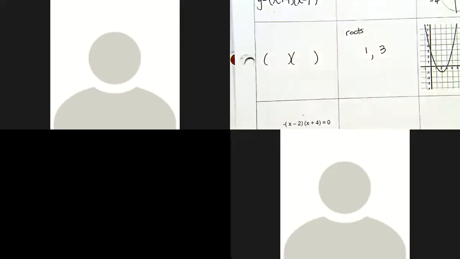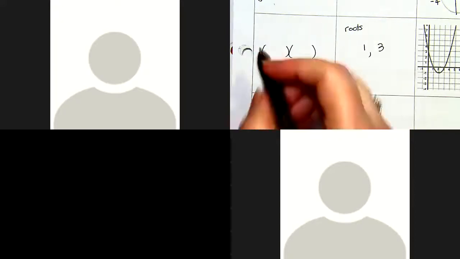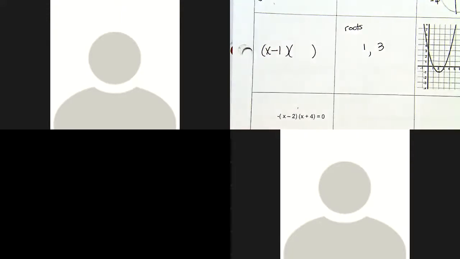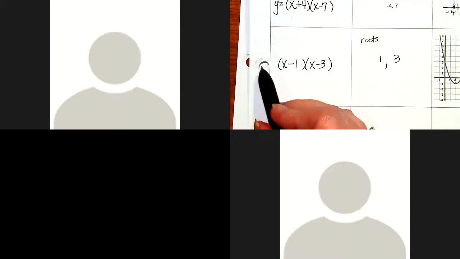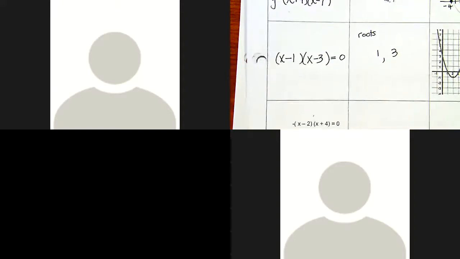Now, what goes into the factors? The factors have parentheses: x minus 1, x minus 3. Yes. Now I have options. I can put y equals at the front, or I can put equals 0. I'm going to put equals 0.